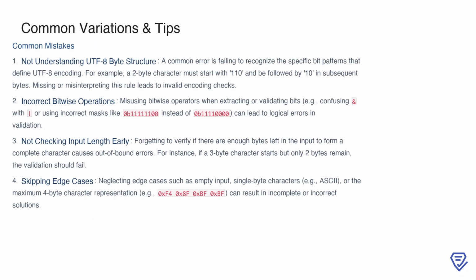When working with UTF-8 validation, there are several common mistakes to be aware of. First, not understanding the UTF-8 byte structure can lead to errors. Each multi-byte character is defined by specific bit patterns. For instance, a 2-byte character must begin with a byte starting with 110, followed by additional bytes that start with 10. Misinterpreting these patterns results in failing to validate the encoding correctly.